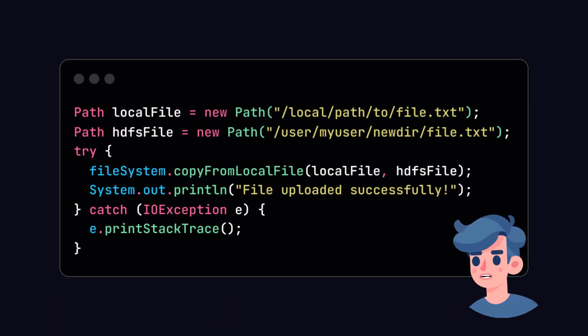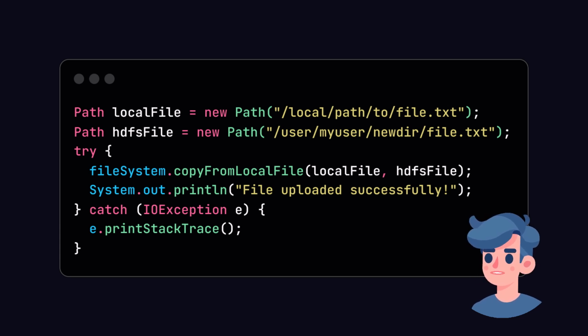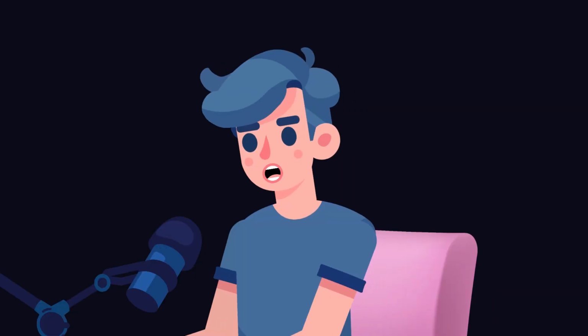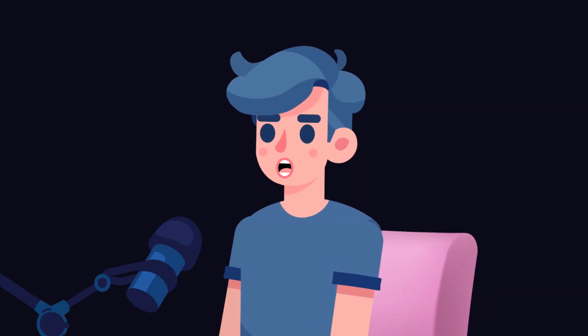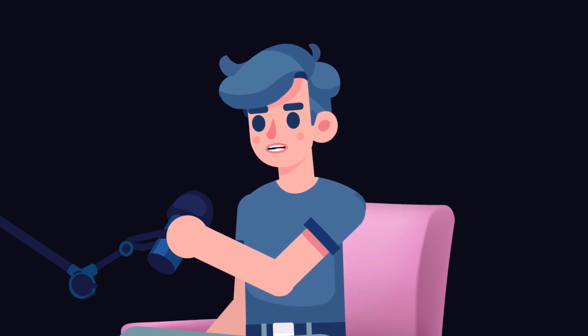Next, we will learn how to upload files to HDFS. In order to do this, we specify the local file path and the target path in HDFS. Make sure the local file path is correct and present on your system. Run this code, and you should see the success message indicating that the file has been uploaded to HDFS.